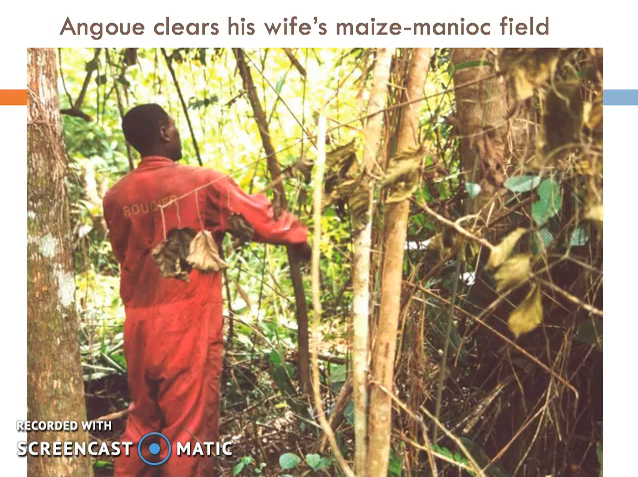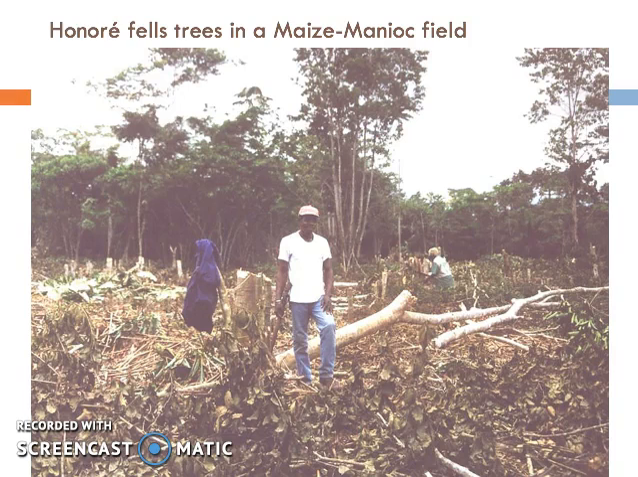Men generally clear and fell trees in the two other types of fields before the women take over. Here, Angwa clears a maize manioc field for his wife. Once the undergrowth has had time to dry out, the men fell the trees, smaller trees with a machete and larger trees with an axe. Increasingly, they hire woodcutters to do this work with imported chainsaws. Here we see Honoré standing before a tree he has felled with an axe in his girlfriend's grandmother's field.